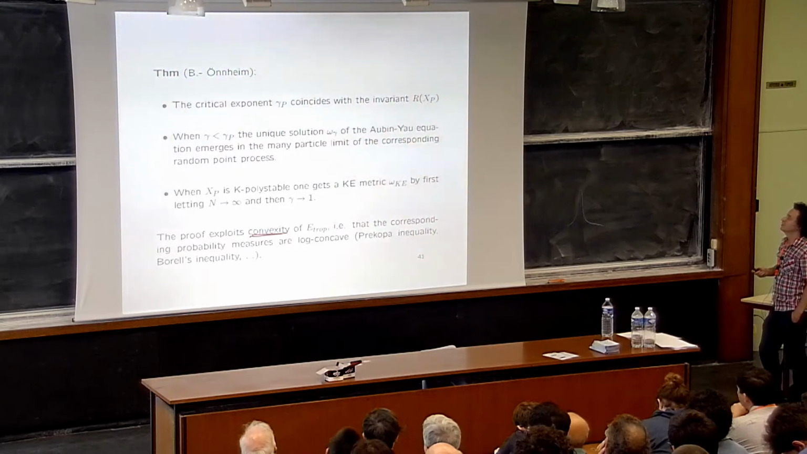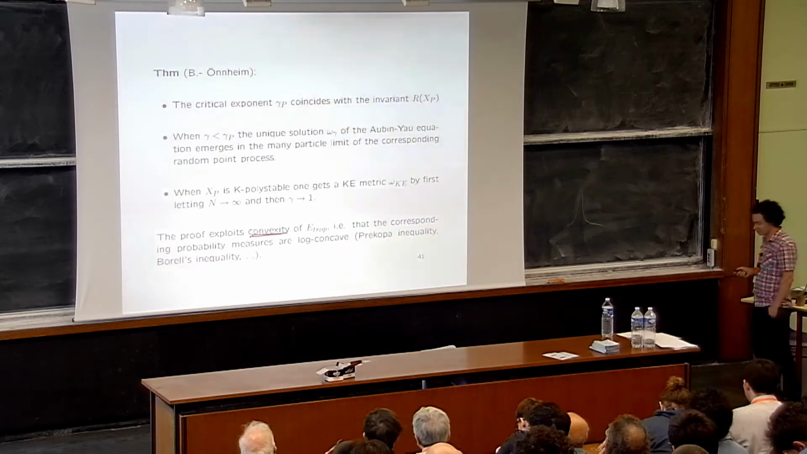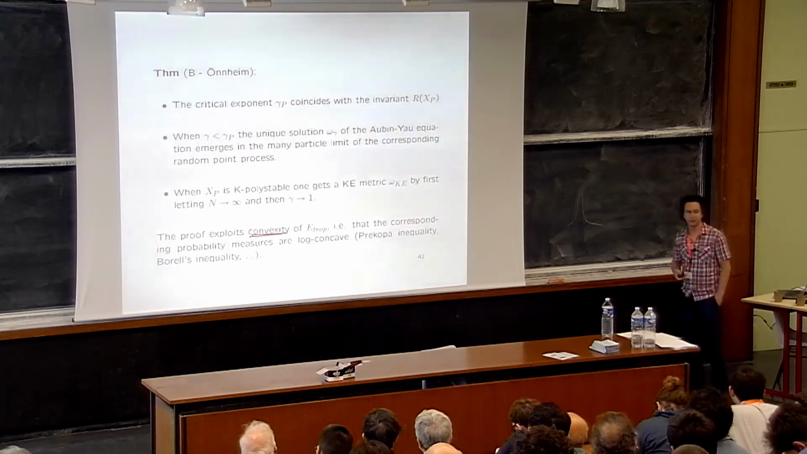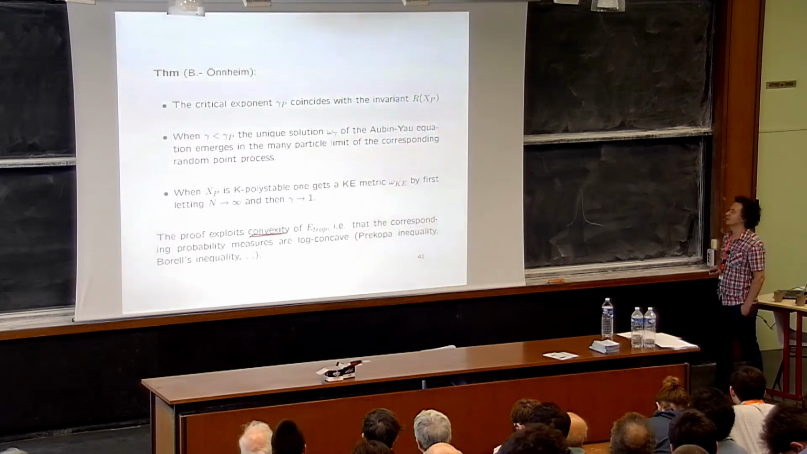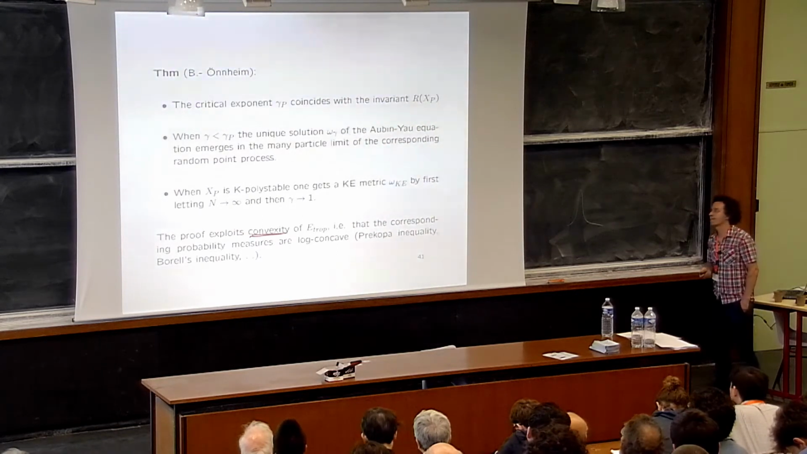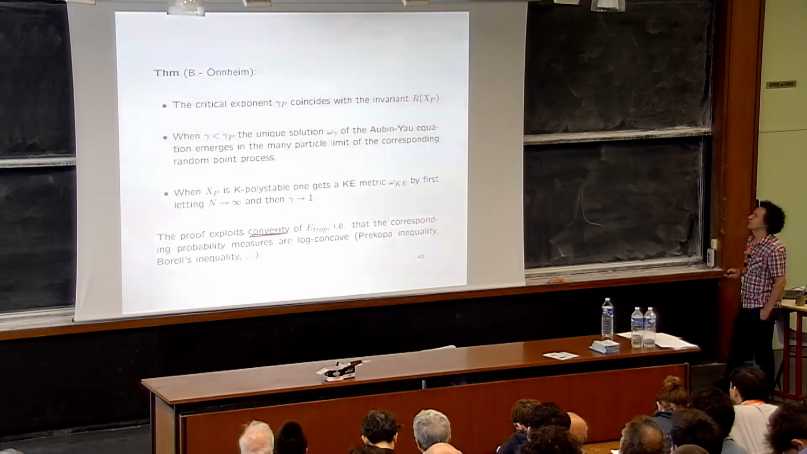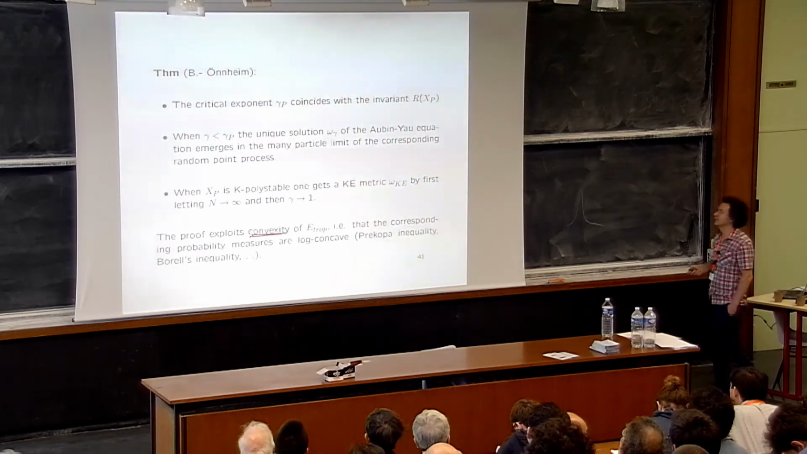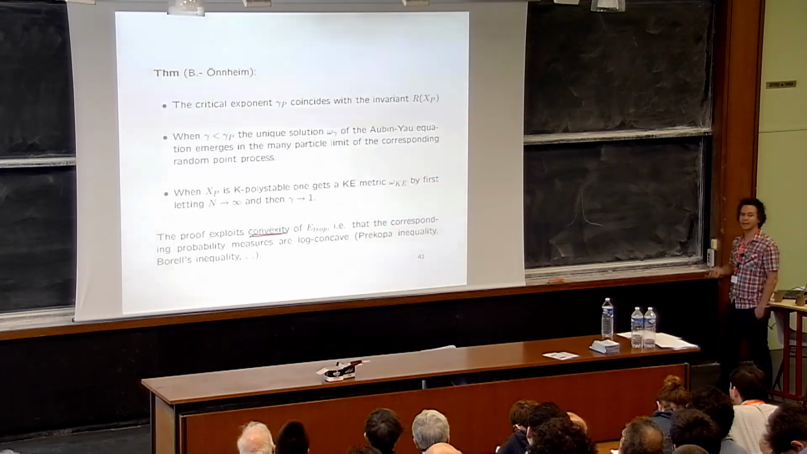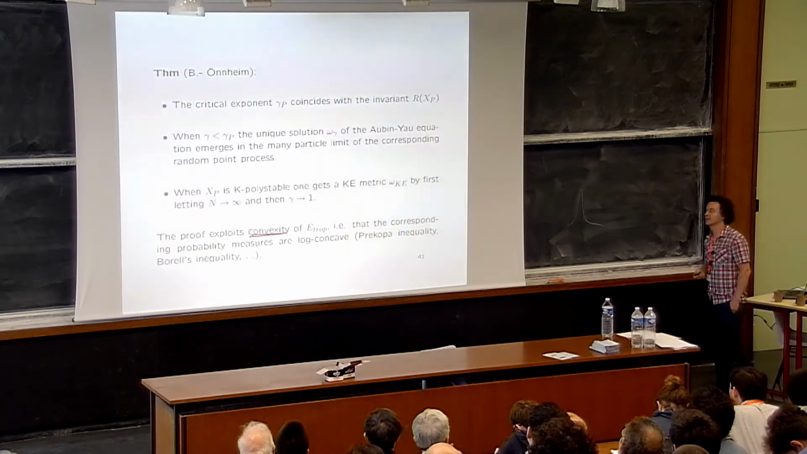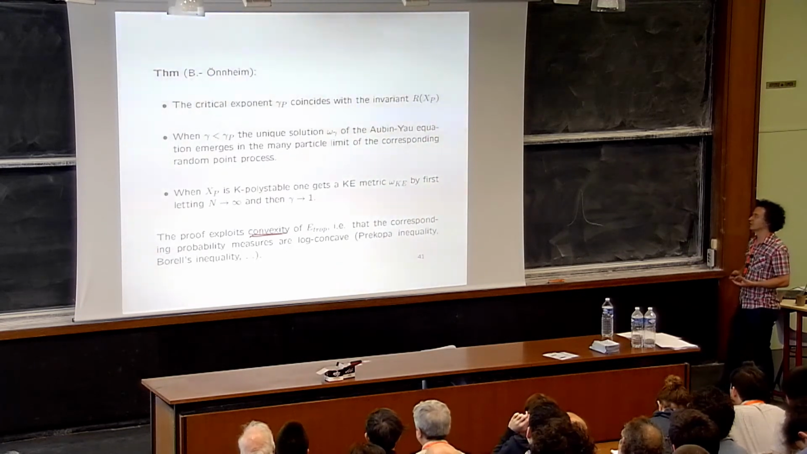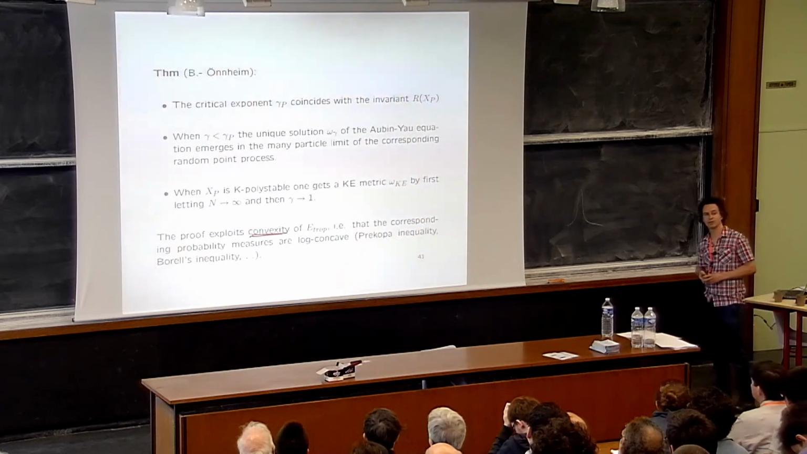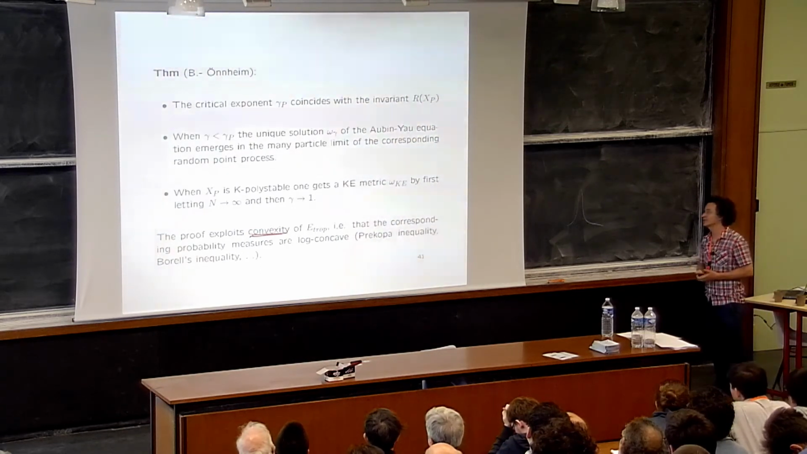So this critical exponent really coincides with the invariant which shows up in Aubin's continuity method, and which also coincides with the lower bound on the Ricci curvature of this toric variety. And when you're below this critical exponent, so that you can sample, then you really get the unique solution to the Aubin-Yau equation when n tends to infinity. And also, if the variety is K-polystable, then you really recover the Kähler-Einstein metric in this way by first letting n tend to infinity and then gamma tend to 1.